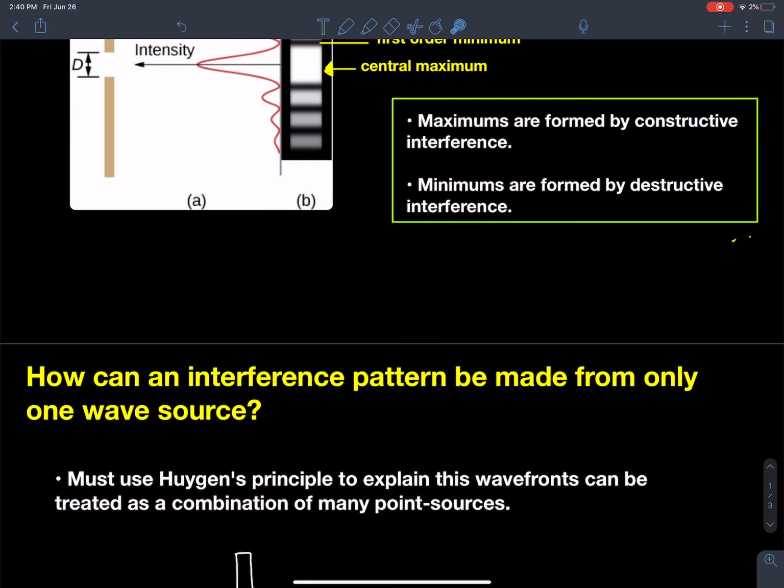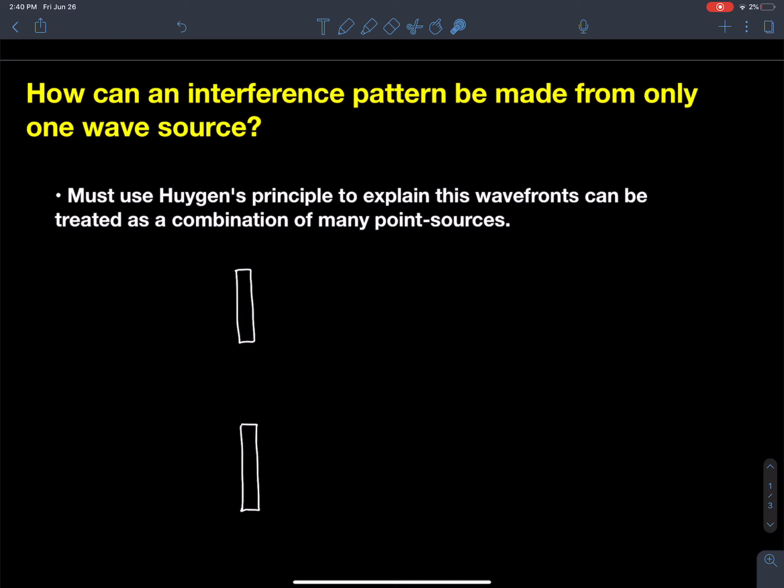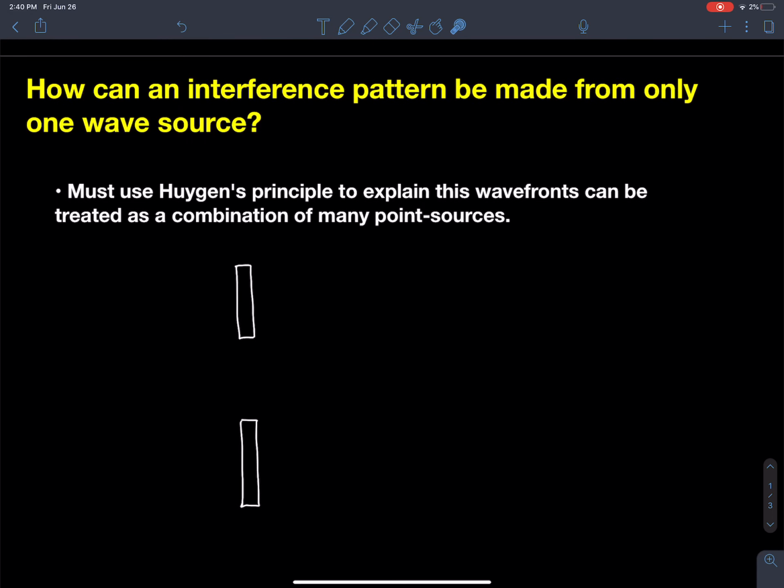So let's just try to figure that out. How can an interference pattern be made from only one wave source? It just doesn't make sense. Well, if you watch the videos that I included in the lesson, you would see a really good animation of how Huygens' principle works. And I'll just try to explain it again. I'll draw it again. But we're going to try to figure out how the diffraction pattern or that interference pattern will form on a screen over here.